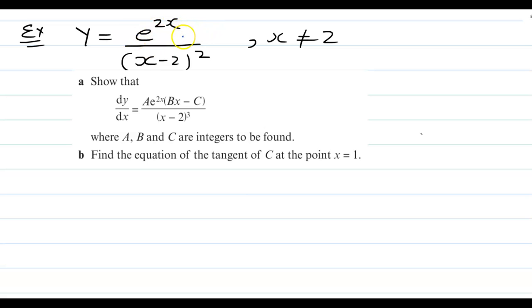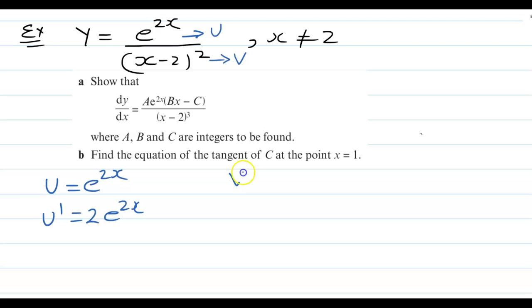So this will be u and this will be v. So let's write down here. u is e to the power 2x, then u dash will be 2e to the power 2x, right? And v is (x minus 2) squared, and v dash will be 2(x minus 2), and the differentiation of x is 1, so that's right.